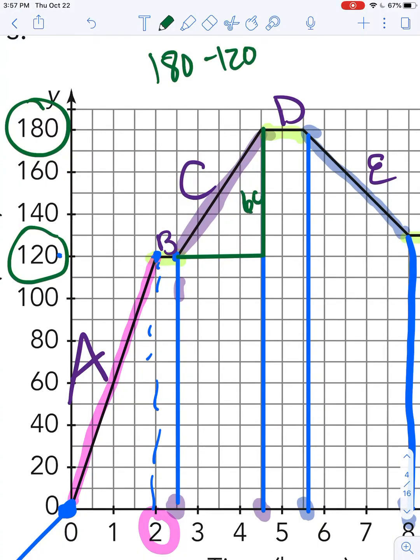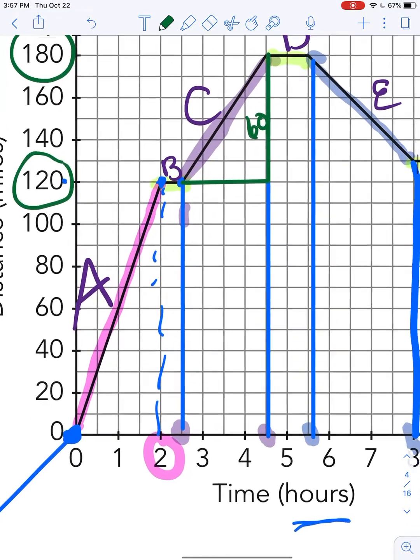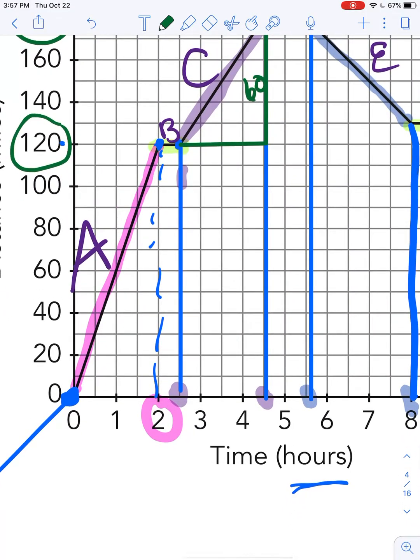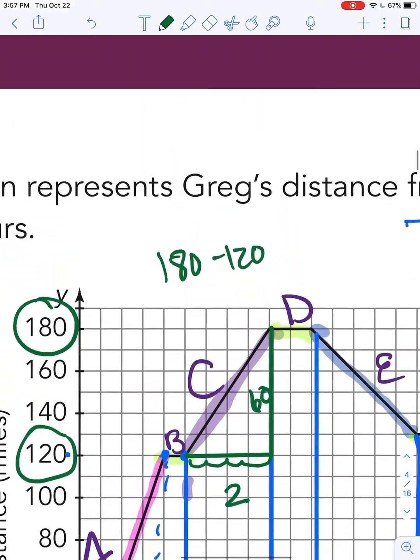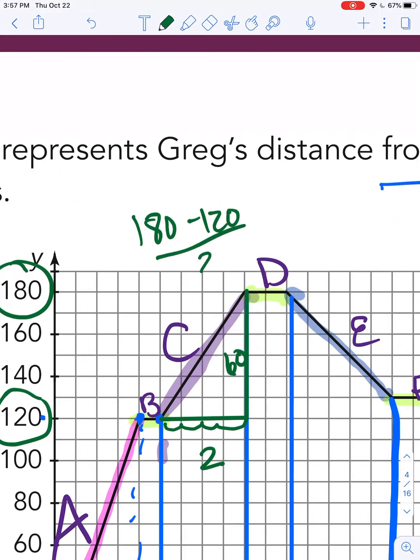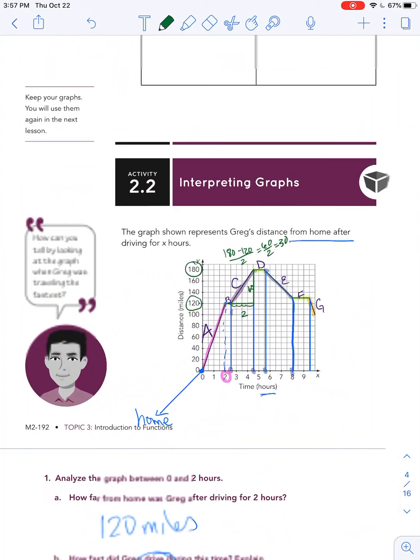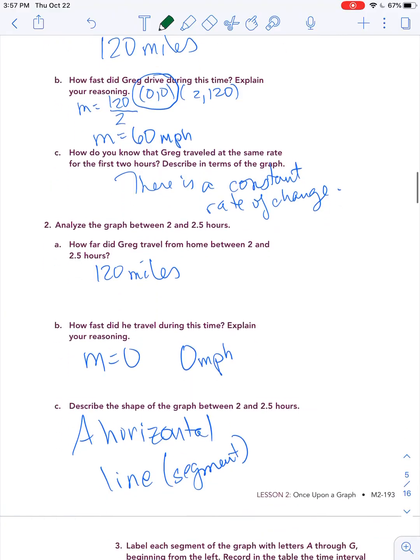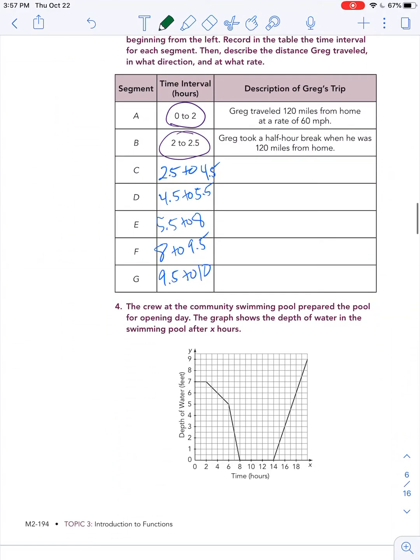That's 60 tall. Then down here, we're going over a half an hour, a whole hour, a half an hour, a whole hour. So that's 2. So the slope on that is 60 over 2. So that's going to get us 30 miles per hour. Notice how it's not as steep as the other one?